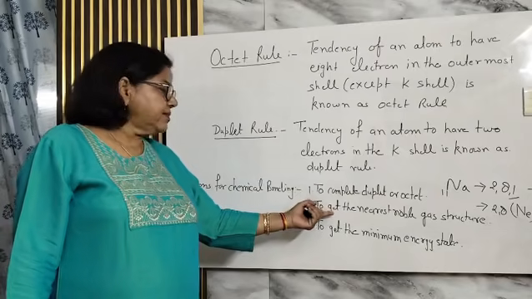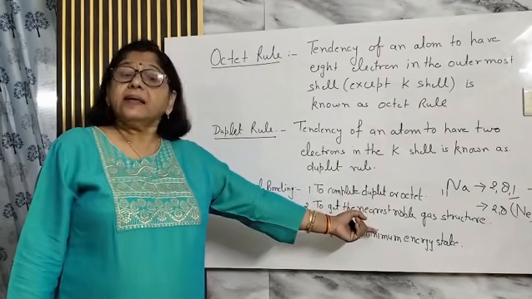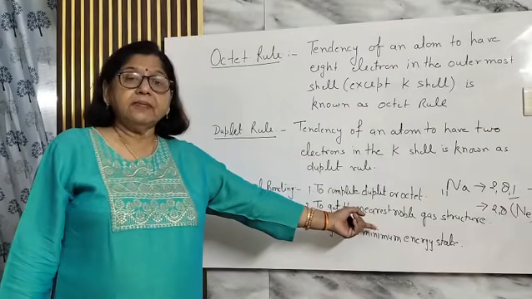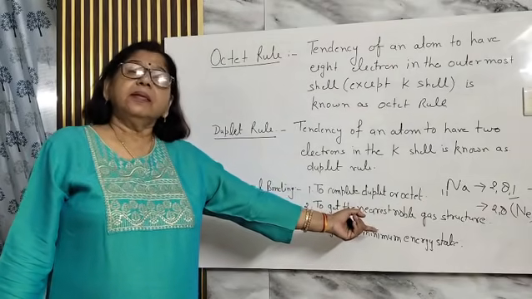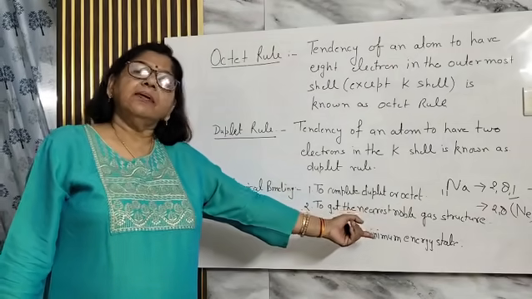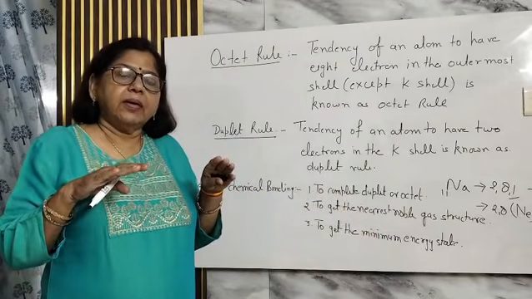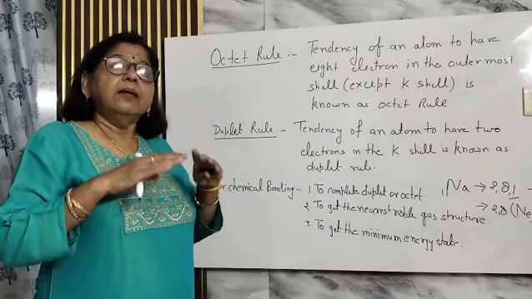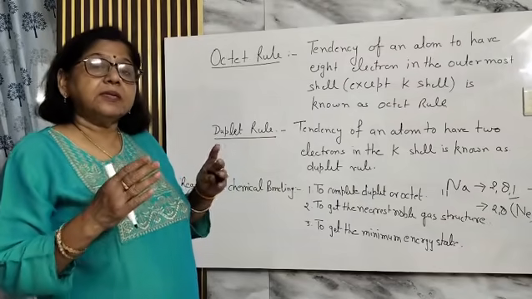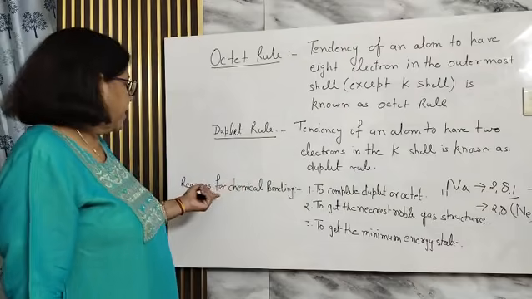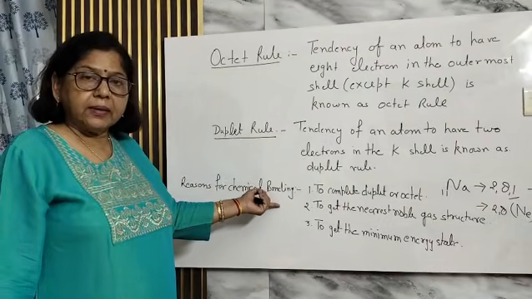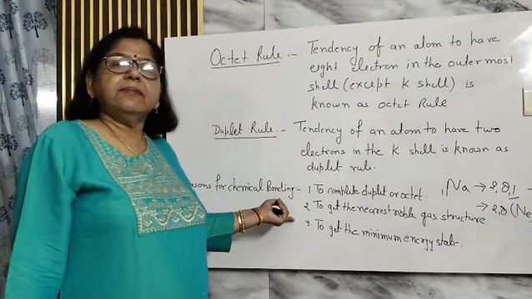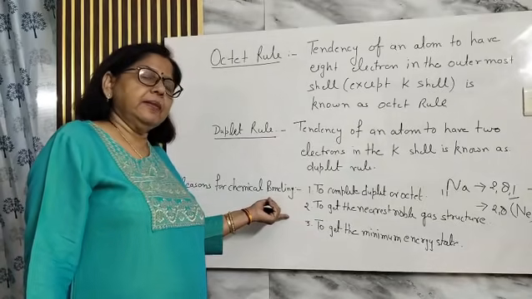Once they get the nearest noble gas structure, their energy becomes the least, meaning they come into a stable form, and when they come into the stable form, they form a molecule. By which method? By chemical bonding. So I hope you have understood the concept of chemical bonding.